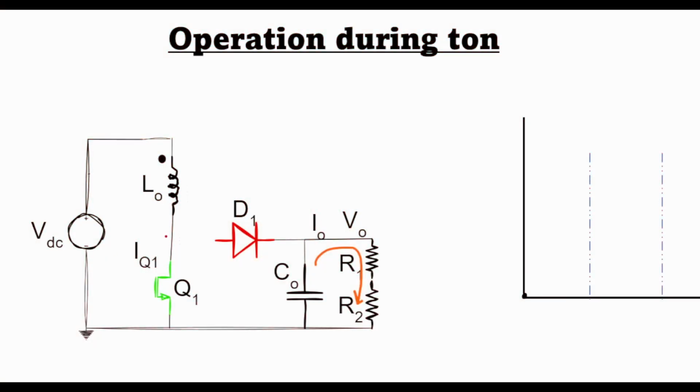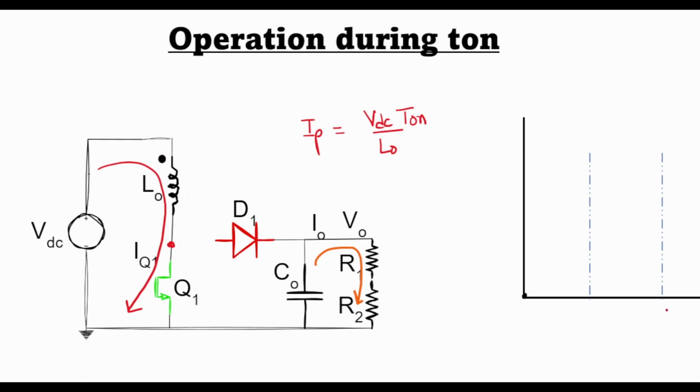Now during turn on, Q1 is connected to ground, therefore this point is at zero potential. The diode D1 therefore becomes reverse biased and no current flows to the output load from the input. The inductor L0 gets charged and its current rises to a peak value given by VDC divided by L0 times T on.